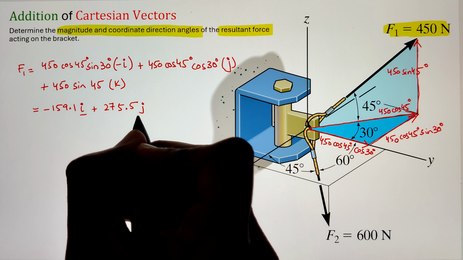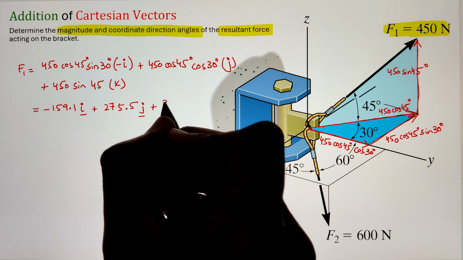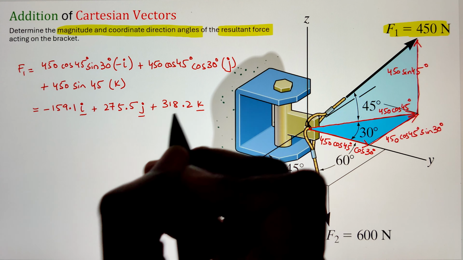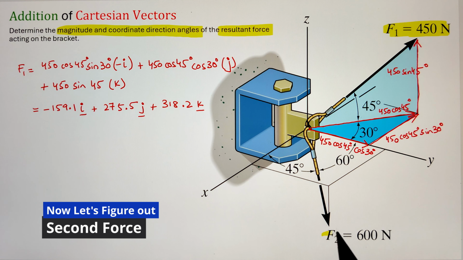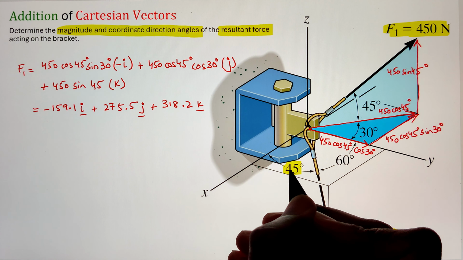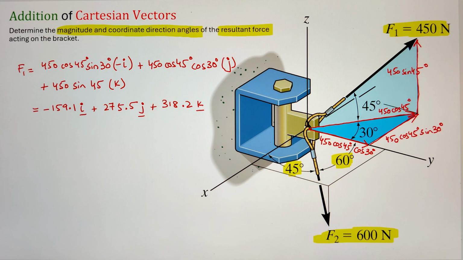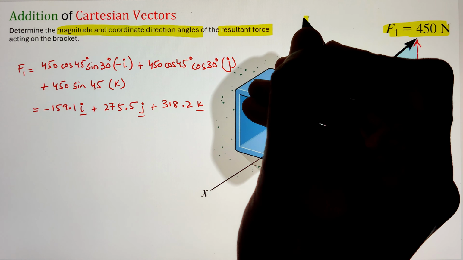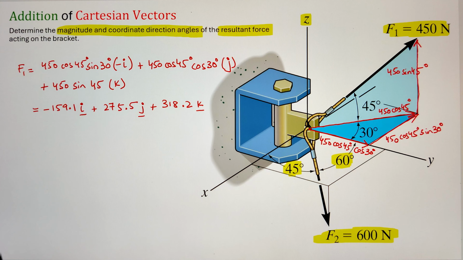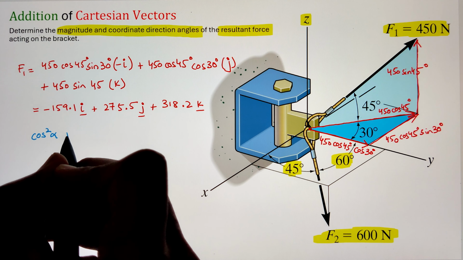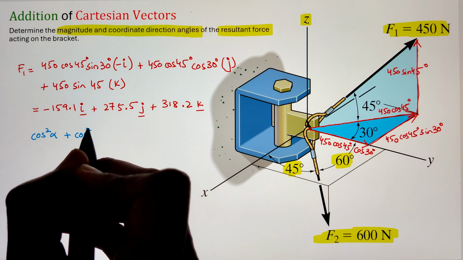Now here the force is making a couple of angles with the x-axis and y-axis. Since we are given directly the angle along the x-axis, I can figure out the projection of this force along the x-axis by just taking the cos 45 of this force, and it will give me a component along the x-axis. Similarly, I can repeat this process for the y. However, we don't have any angle here for the z-axis.